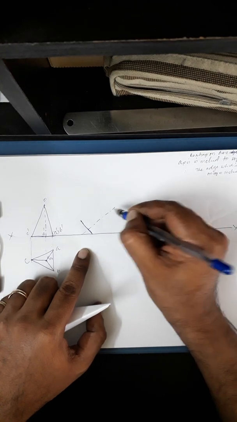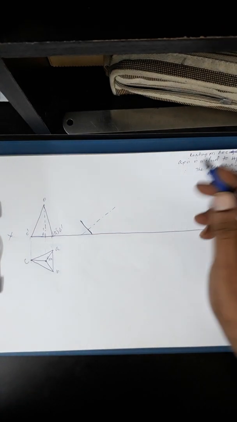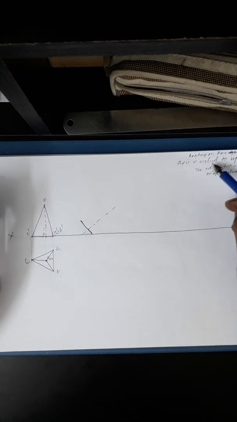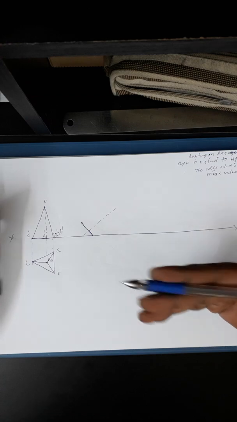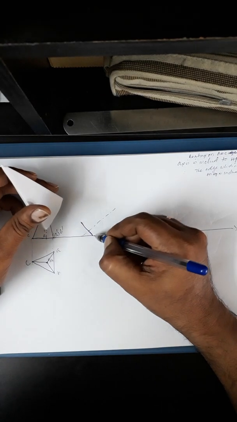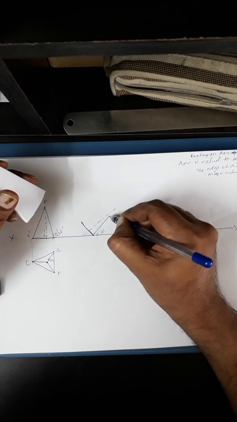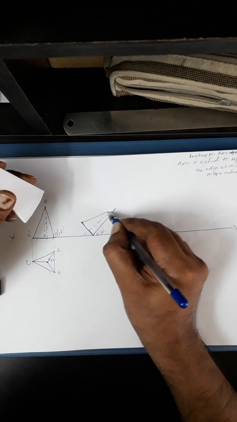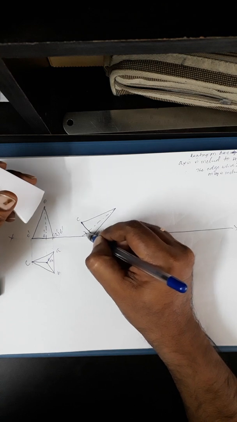Otherwise, in the problem itself, they can mention that the base is inclined at 45 degrees. So in the same problem, it says is resting on one of its base edges. A pyramid is resting on one of its base edges on HP such that the base is inclined at 45 degrees to HP. And they say the edge which is resting on HP is inclined at 30 degrees to VP. So they can give you the axis inclination or the base inclination, the same procedure. So then it will be this A dash B dash. And I also told you in the previous problem that the base inclination or the axis inclination can be given.